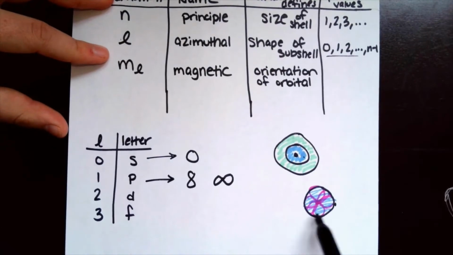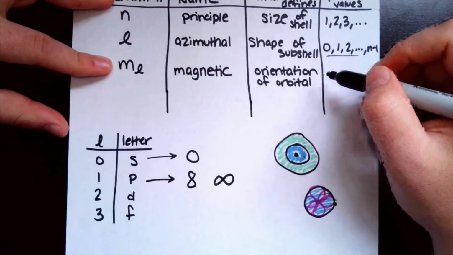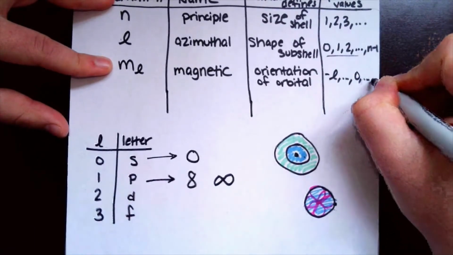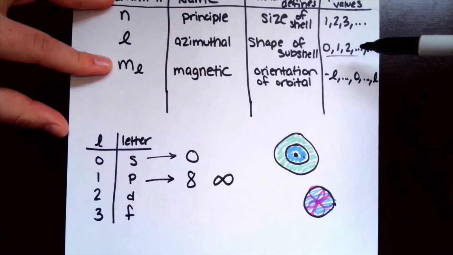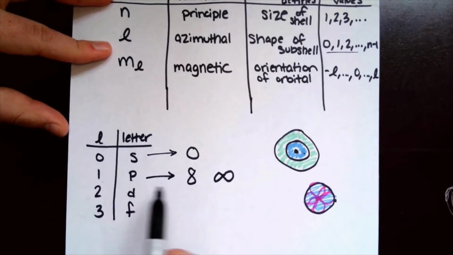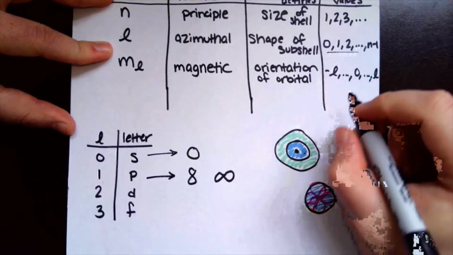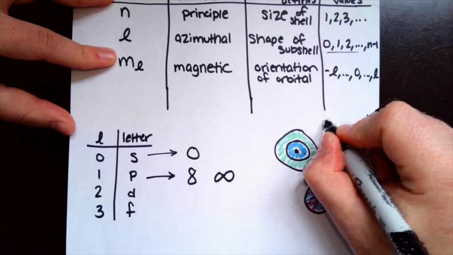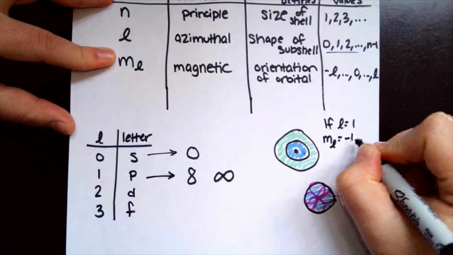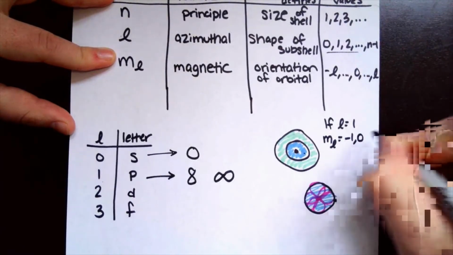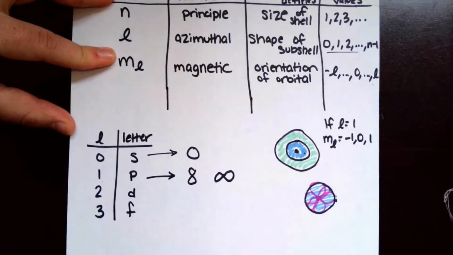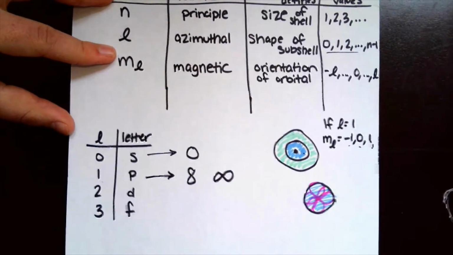So m sub L can have a value from negative L at its lowest all the way up to positive L. For instance, if L is 1, which again corresponds to p, the dumbbell shapes, then m sub L can equal negative 1, which is the negative L here, then go up a whole number each time, 0, then 1, and it has to stop there, at positive L. So you have 3 different values for m sub L.